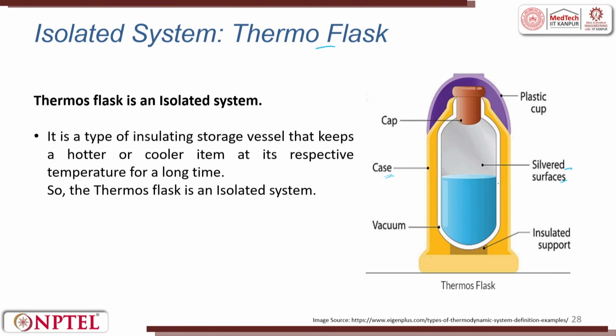In the silvered surface also, you have two layers, so it is something like this, two walls. This is inside, this is outside. Between these they create a vacuum so that there is not much heat loss. So there is a vacuum, that's what we said, and then we also have an insulating support so that it is a little above the base.